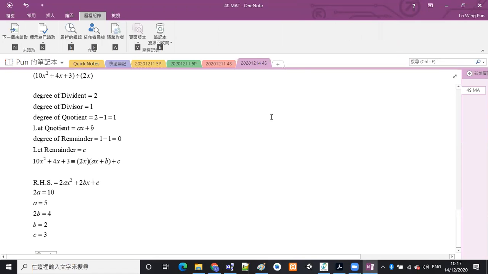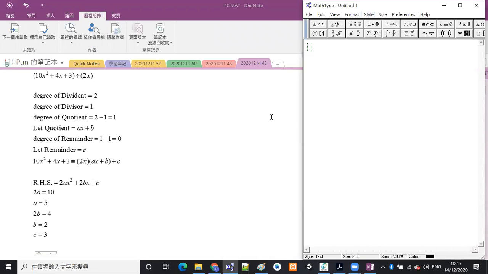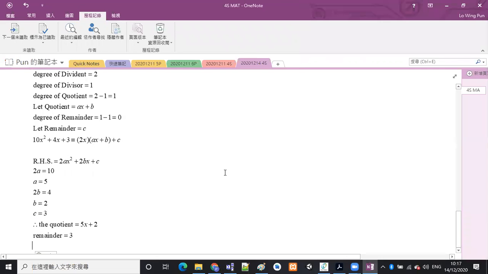Okay, so therefore the quotient should be equal to ax plus b. That should be 5x plus 2. And the remainder should be just 3. Okay, that is like this.